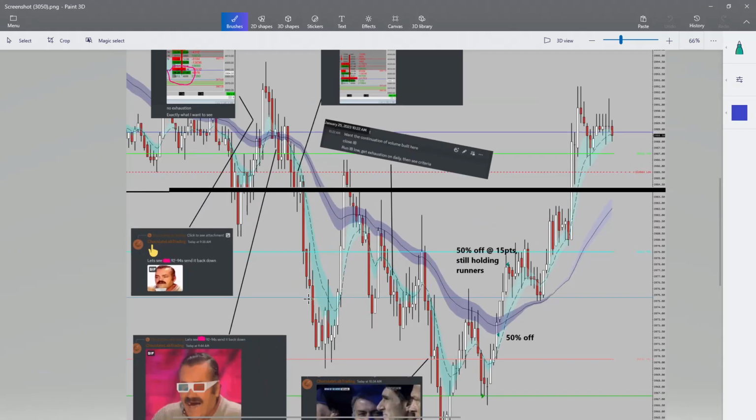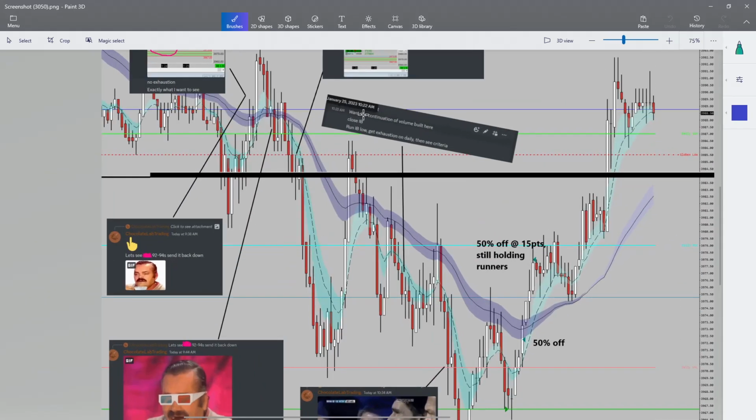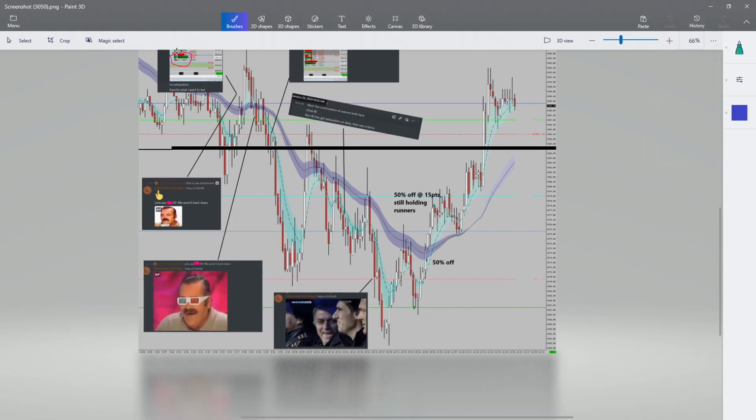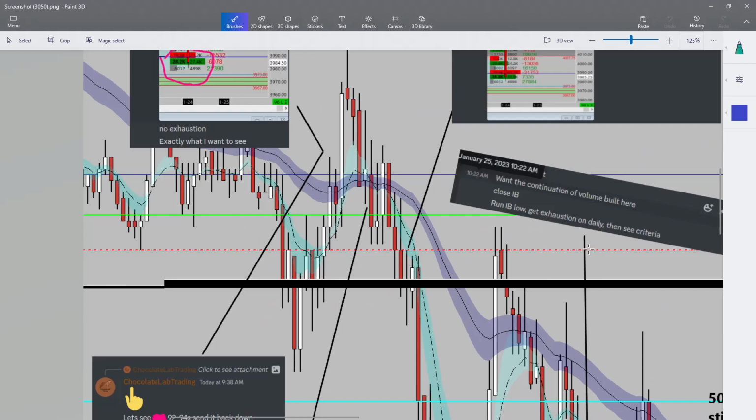I am patient. So 10:22, right before the close of initial balance. If you're unfamiliar with IB or initial balance, it's just the first hour of trading of the cash session. So I said at 10:22, I want the continuation of volume built here. I then close IB and then run the low of initial balance, right? What is running that low? That is stopping out this bid.